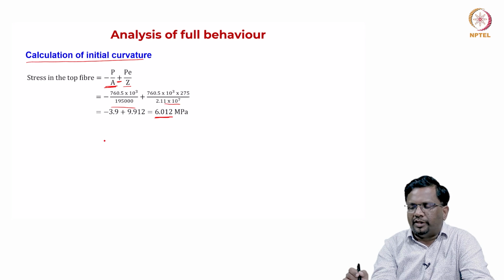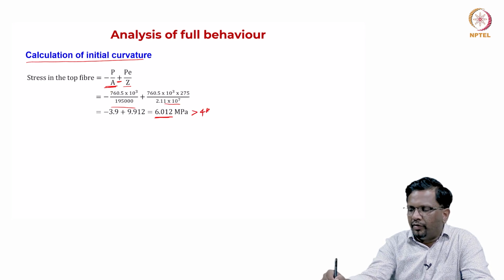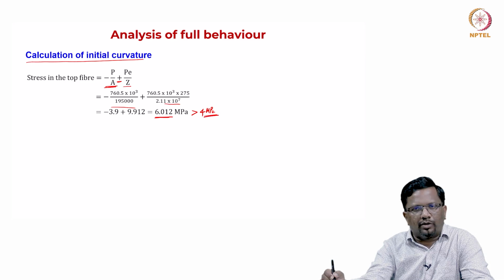So you can see here what we can infer about the amount of prestress for this. When there is no external load, this is actually greater than 4 megapascal, which is actually not good.